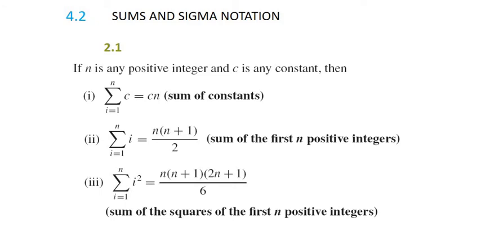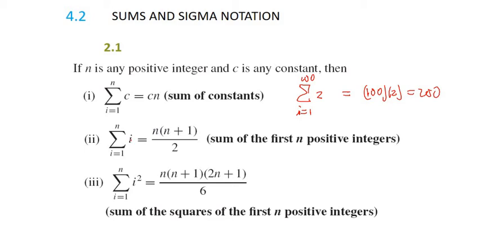Like for example, if I give you this one, summation of i equal to 1 to 100 of 2, the answer is going to be 100 times 2, or 2 times 100, which is 200. Easy, simple. Right? Let's look at the second one.